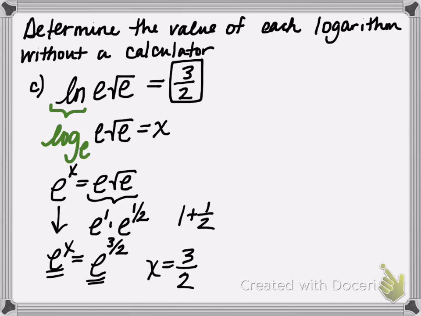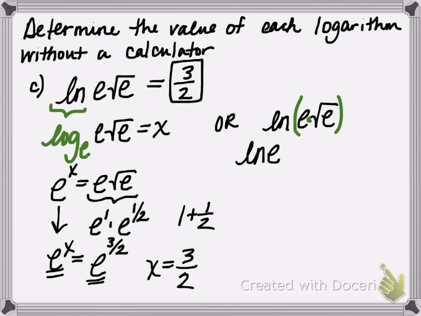Now, that's not the only way to tackle this problem, so let me just mention, if you know your properties of logs, you could also utilize your properties in this case. So if you realize that we have an argument here, e times the square root of e, and my argument contains multiplication, then I could use my product property for logarithms that allows me to rewrite this as the sum of two logarithms. So it would be the natural log of e plus the natural log of the square root of e. And then I know that the natural log of e is going to be just 1.